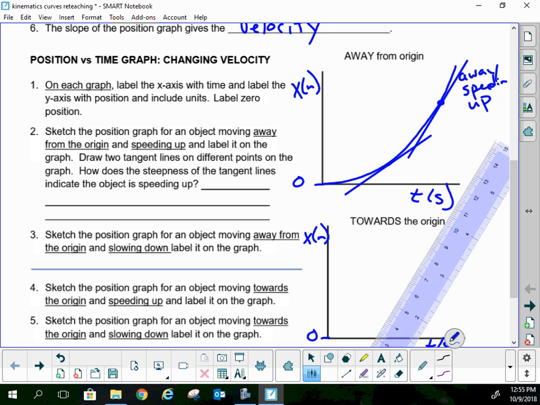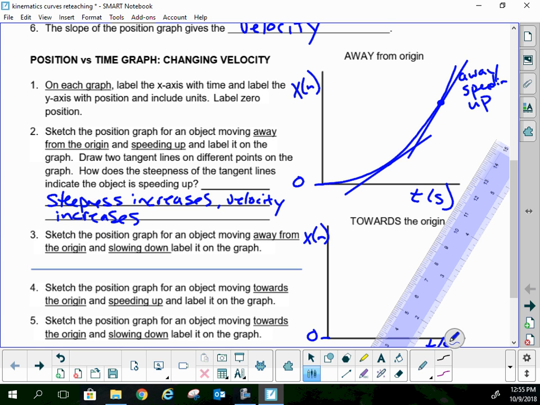Now, if you compare the steepness of those two lines, you'll see the second one is considerably steeper than the first one. So that means that the steepness increases, and that tells us that the velocity increases, because we know that the slope of the position graph gives the velocity. So notice this position graph is talking about moving away from the origin.